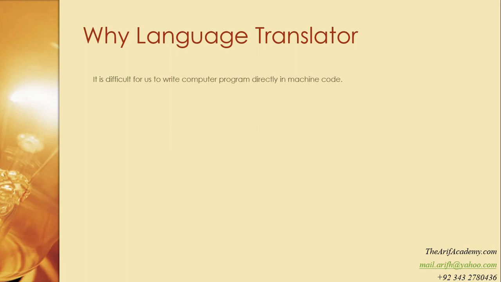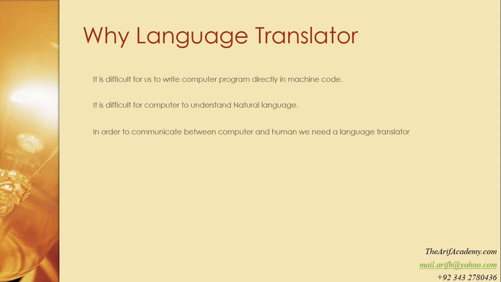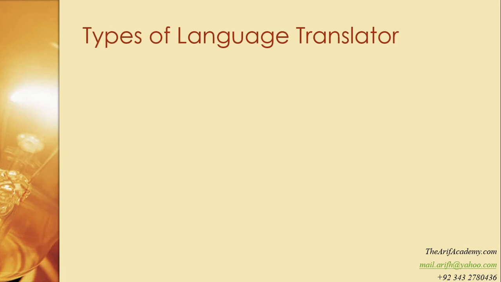The first reason is, obviously, it is very difficult for the programmer to write the code directly in zeros and ones. The second reason is it is very difficult for the computer to understand the natural language. And the third point is, when we want to communicate between a computer and a human, we do need a language translator. Now let's see what the different types of language translators are.